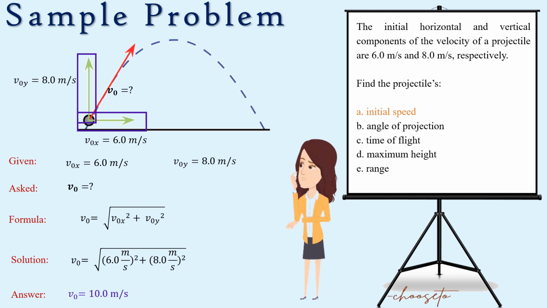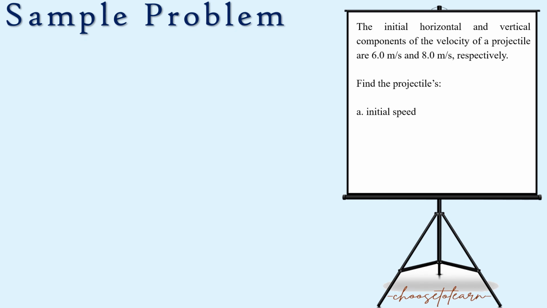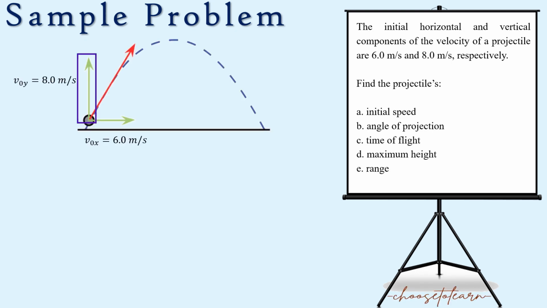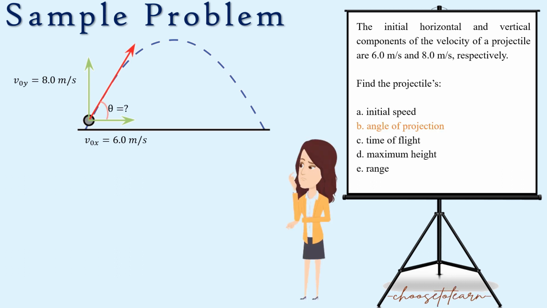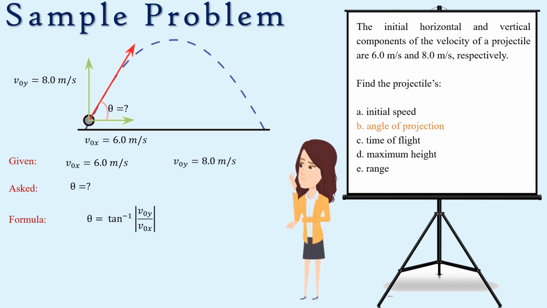Again, everyone, I want you to solve it on your own as well, so that you will be able to follow along the process. For the second question, the problem is still the same. This time we are asked to solve for the angle of projection. What's the given? The given will still be the same. The formula that we're going to use is this one. Let's try to substitute the given to the formula. And what do you think is the final answer? Our answer for this question is the angle of projection is equal to 53.1 degrees.